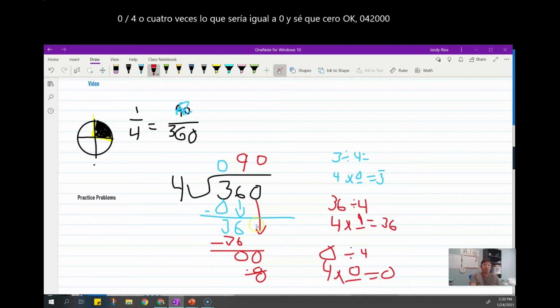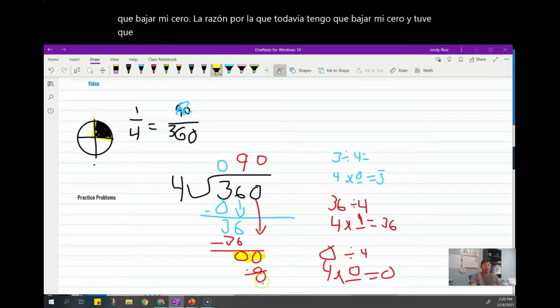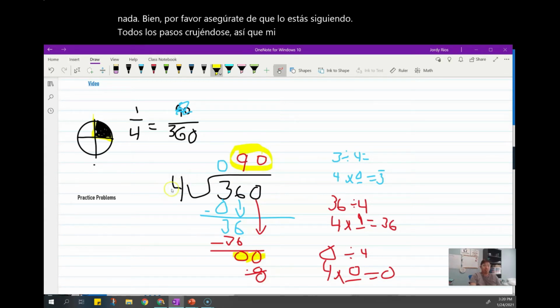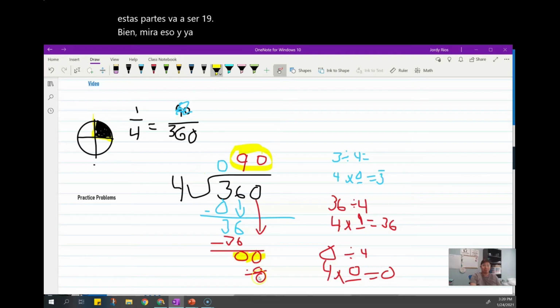Now the reason why I didn't stop here, okay, is because I still had to bring down my 0. I had to follow the steps until I couldn't do anything. Please make sure you're following all the steps correctly. So my answer for each one of these parts is going to be 90. Okay, and look at that, we already know that based on the angle.